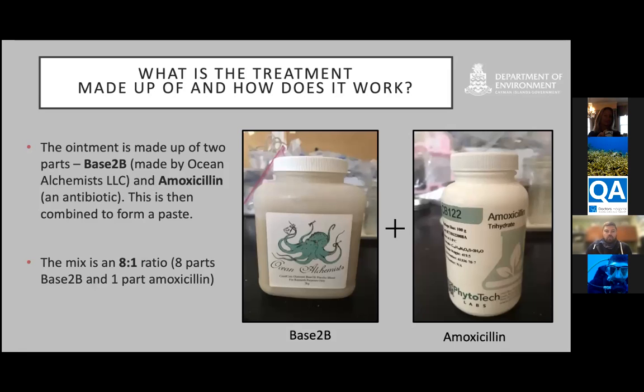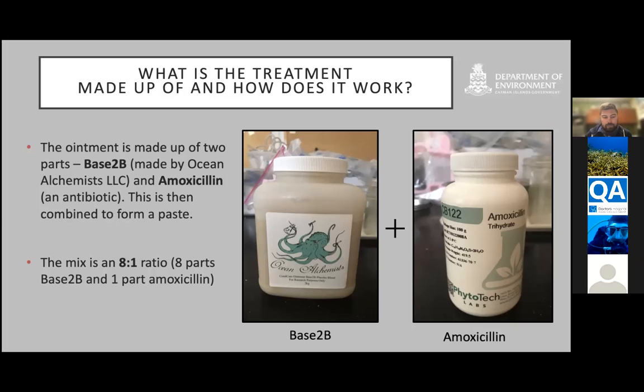So what is the treatment actually made up of, and how does it work? Well, there's two parts to the treatment. It's quite simple. One part is a hydrophobic paste which adheres or sticks to the corals very well. This is specially made by a company called Ocean Alchemist, and they're based in America. We use amoxicillin trihydrate as the antibiotic. It's a broad spectrum antibiotic, and it treats a lot of gram-positive and gram-negative bacteria.